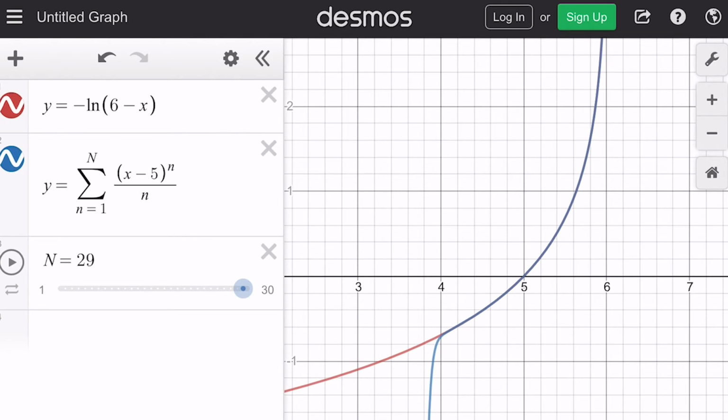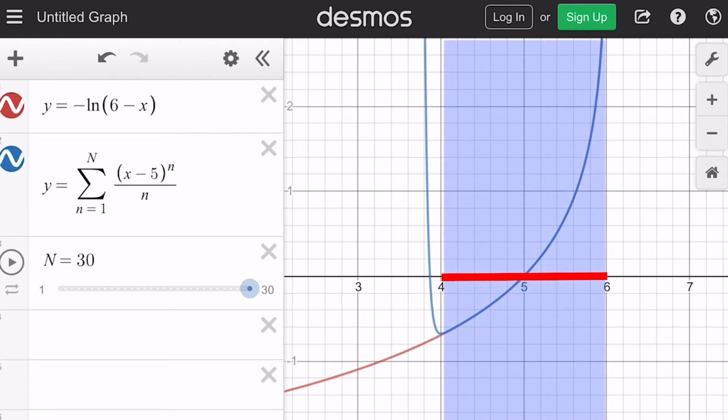Notice that, once again, the power series seems to conform to the shape of the function only between 4 and 6. No matter how many terms of our partial sum we calculate, we are never going to get the blue curve gluing itself to the red curve to the left of x equals 4. So at no point will this be a good approximation of this natural log function at, say, x equals 3.9, because this is a divergent series at x equals 3.9, as we know.